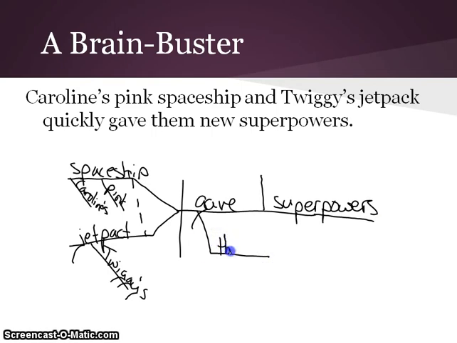So we put the indirect object on a horizontal line connected by a slanted line. We have them. Now we have two other words to account for, quickly and new. New is describing superpowers. It's an adjective, so it goes on a slanted line connected to superpowers. And quickly is an adverb describing gave, so it also goes on a slanted line under the word it modifies. So if your diagram looked like that, you're doing a great job.